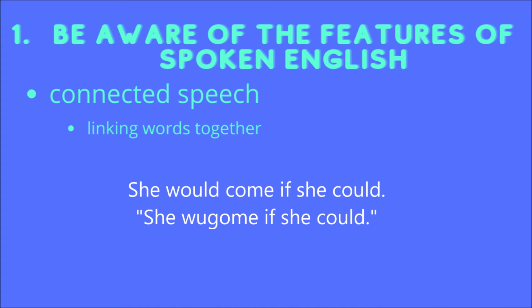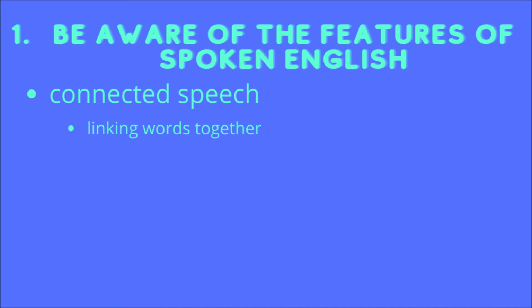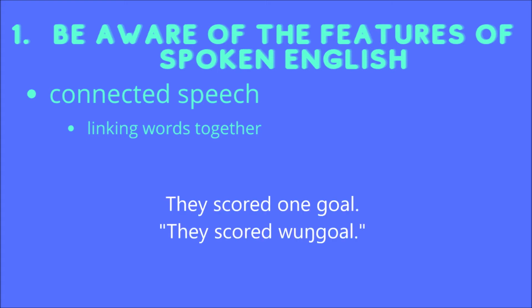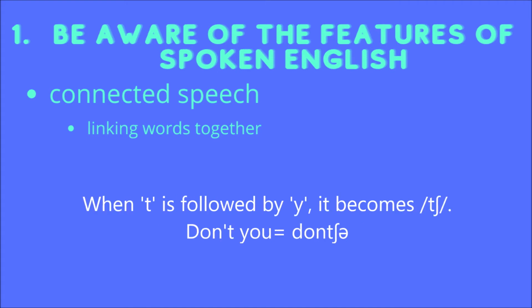Another example is when N is followed by the G sound, the N becomes "ng". And that's quite logical again because the mouth knows that it has to move from the "ng" to the "g", and so it naturally goes "ng". For example, they scored one goal. One goal. Can you hear the difference? One goal and one goal. One goal, one goal. The next two examples are with those D's and T's again, I'm afraid.